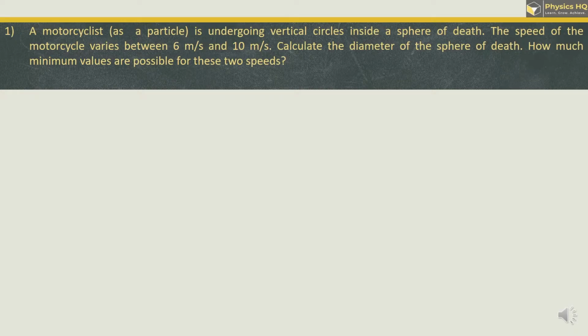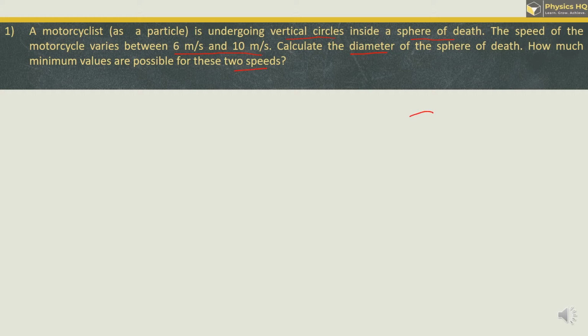A motorcyclist is undergoing vertical circle inside a sphere of death. The speed of the motorcycle varies from 6 meter per second to 10 meter per second. Calculate the diameter of the sphere. How much minimum values are possible for these two speeds?